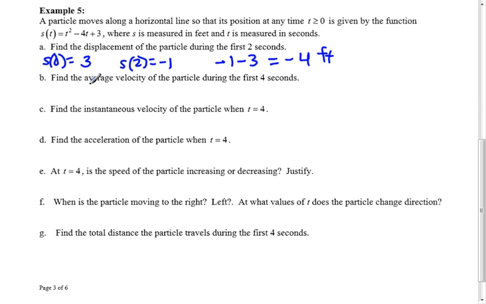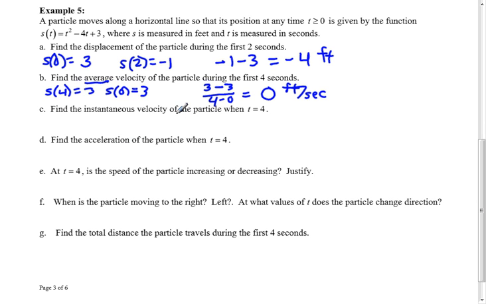When we talk about average velocity, we're talking about the slope of the secant line during the first 4 seconds. So S of 4, if we plug in 4, what do we end up with? 16 minus 16 plus 3. S of 0, we already did that one, it's 3. So average velocity, we're going to do S of 4 minus S of 0 over 4 minus 0. We end up with 0 feet per second. So the average velocity was 0.